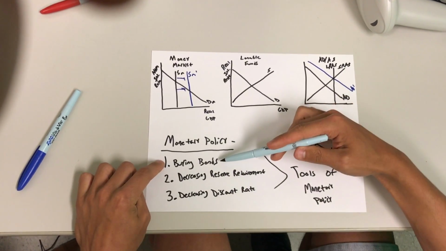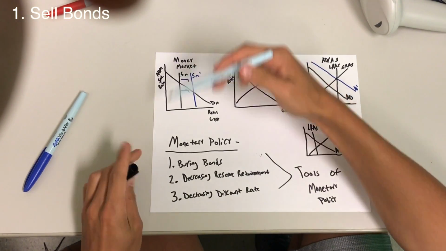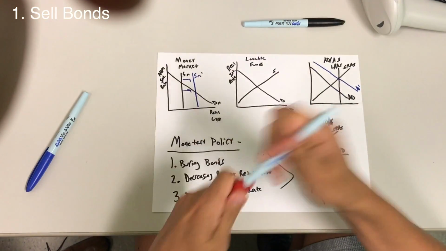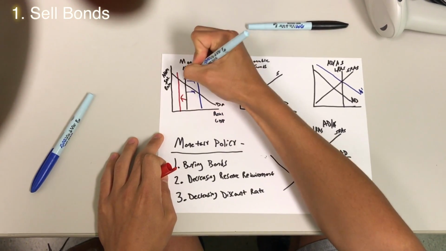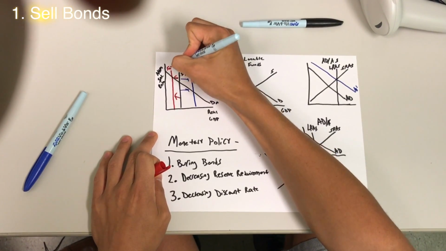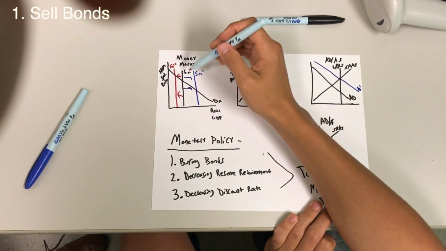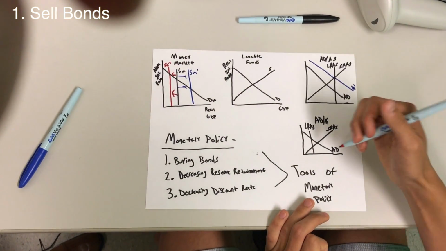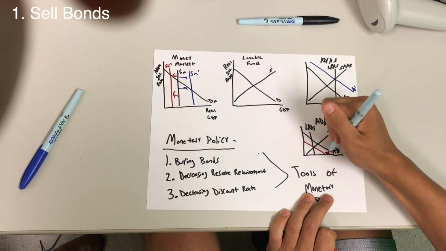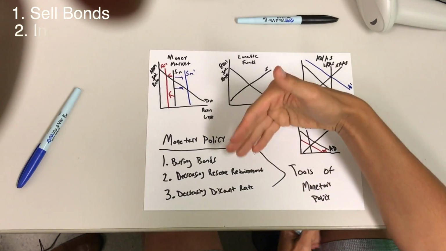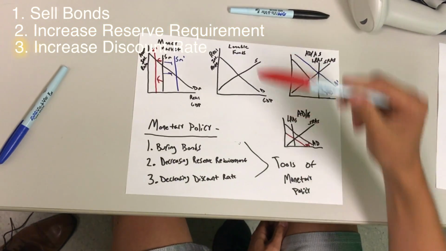So instead of buying bonds, you'll sell bonds, which will in effect move the money supply right here. We'll move it to the left, just like this. Call that supply money double prime, which will then increase interest rates, which will lower investment, which will cause aggregate demand to shift backwards to here. You can also increase the reserve requirement, which would do the same thing to the money supply, and increase the discount rate, which would also do the same thing.